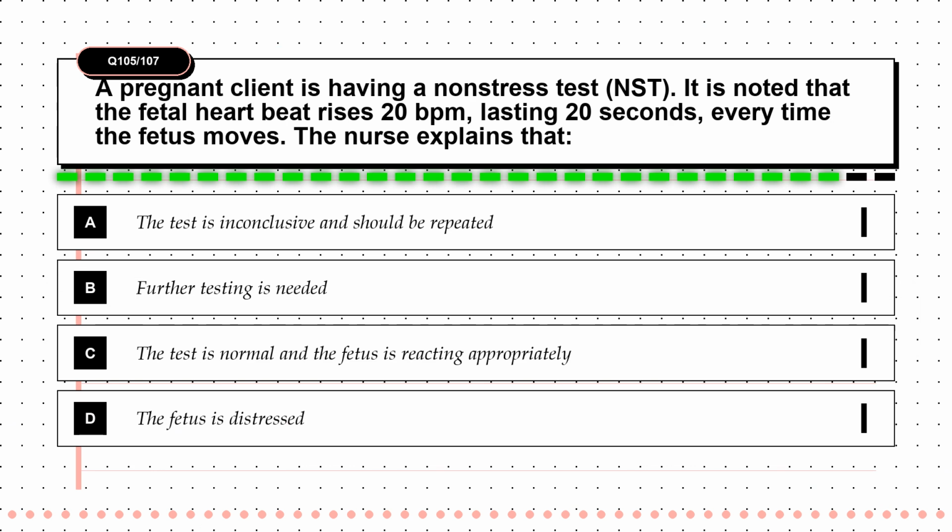Question 105. A pregnant client is having a non-stress test, NST. It is noted that the fetal heartbeat rises 20 BPM, lasting 20 seconds, every time the fetus moves. The nurse explains that, here are the options. Option A. The test is inconclusive and should be repeated. Option B. Further testing is needed. Option C. The test is normal and the fetus is reacting appropriately. Option D. The fetus is distressed.